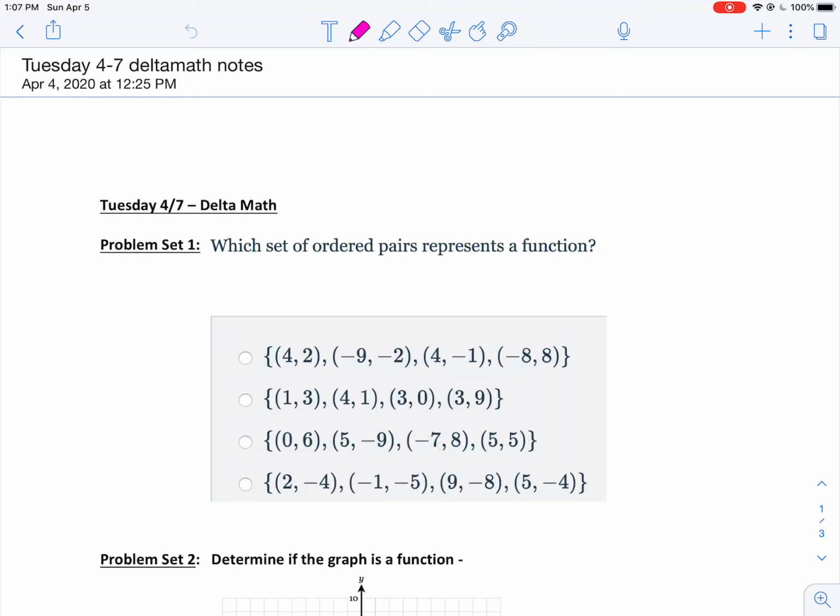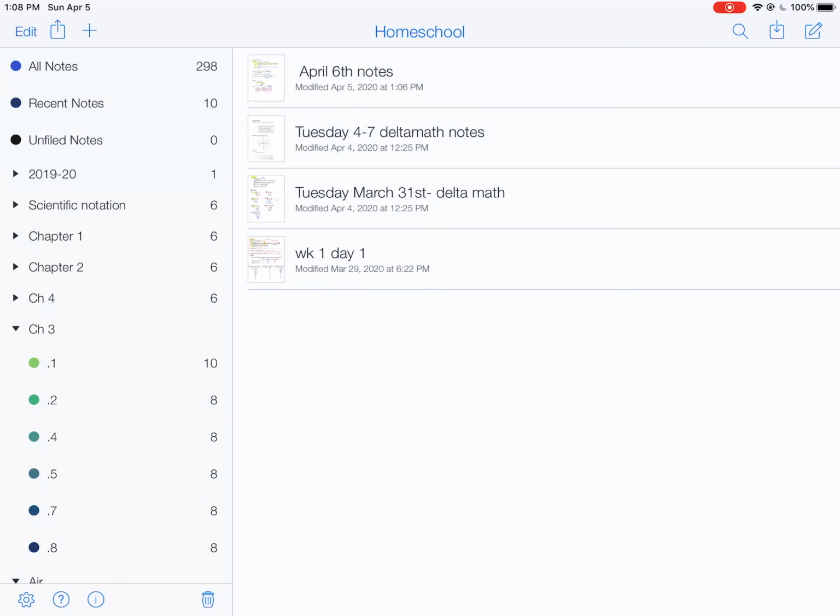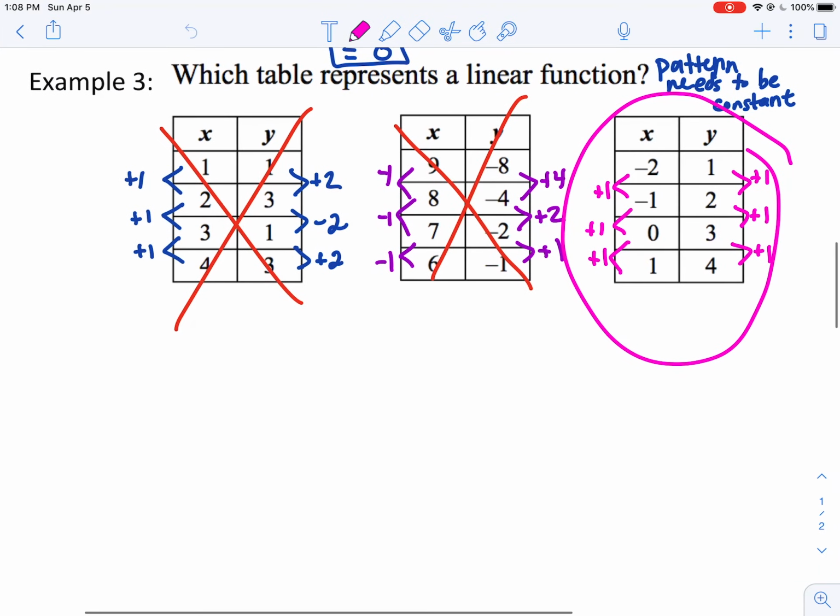Hey everyone, happy Tuesday. This week, we're focusing on functions. If you watched yesterday's video, we talked about a few vocabulary words. Let's go back real fast and touch base with those, okay?